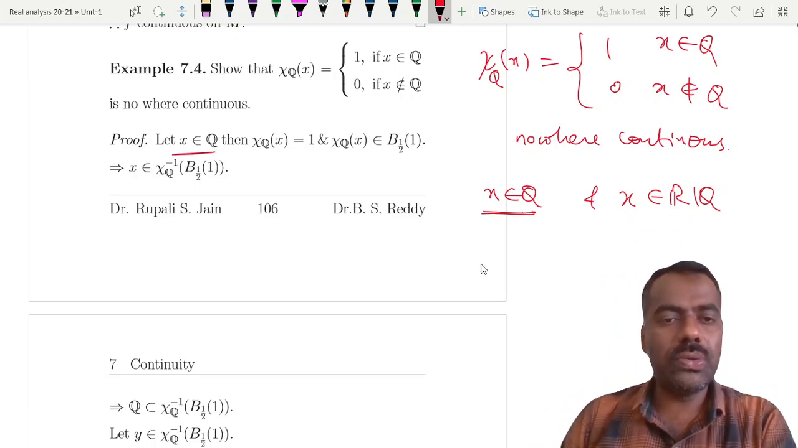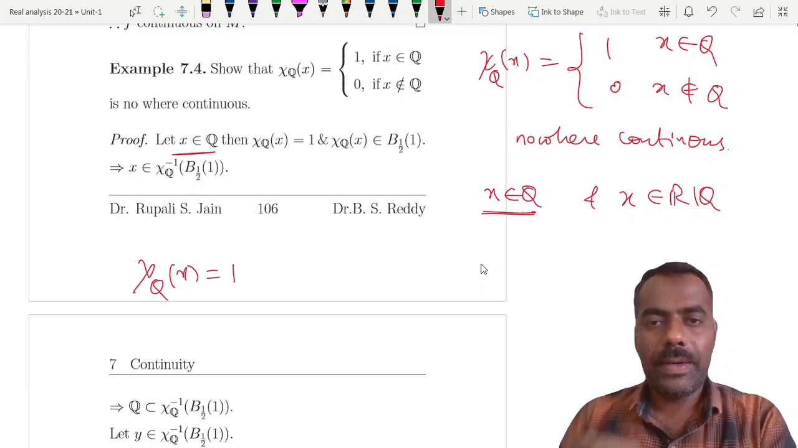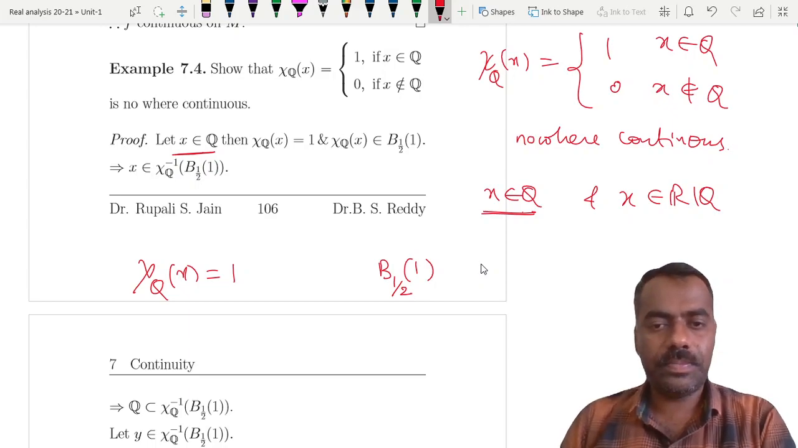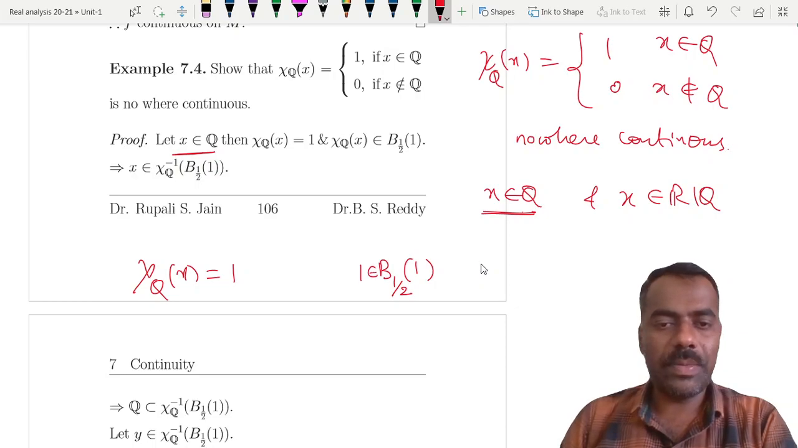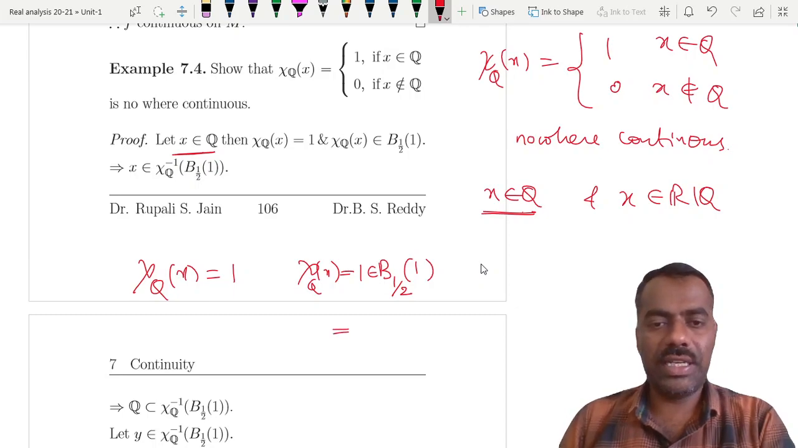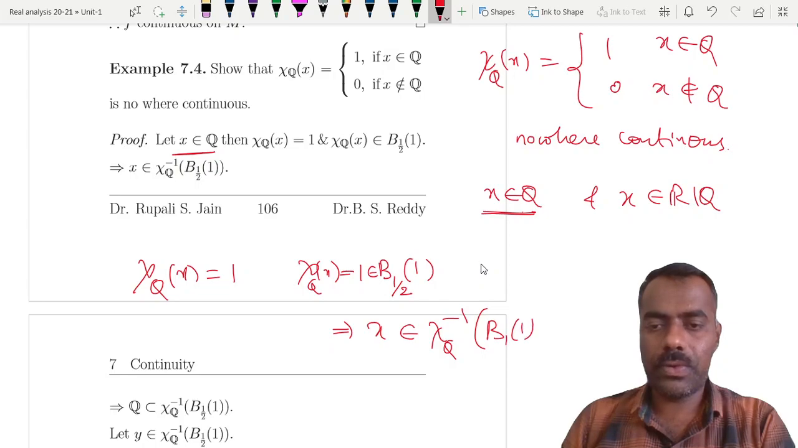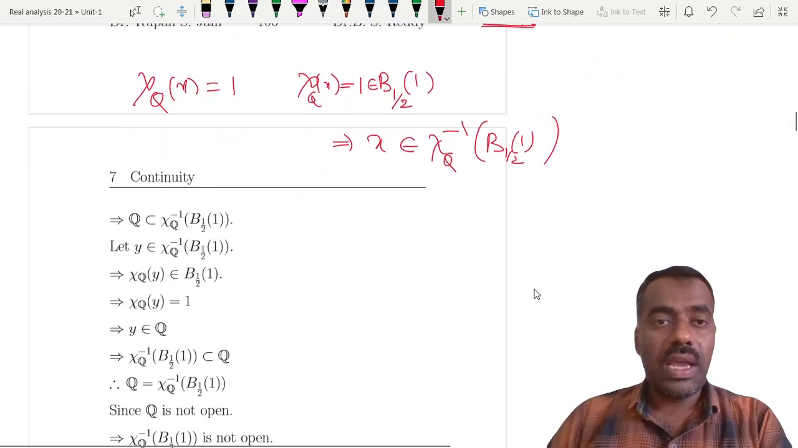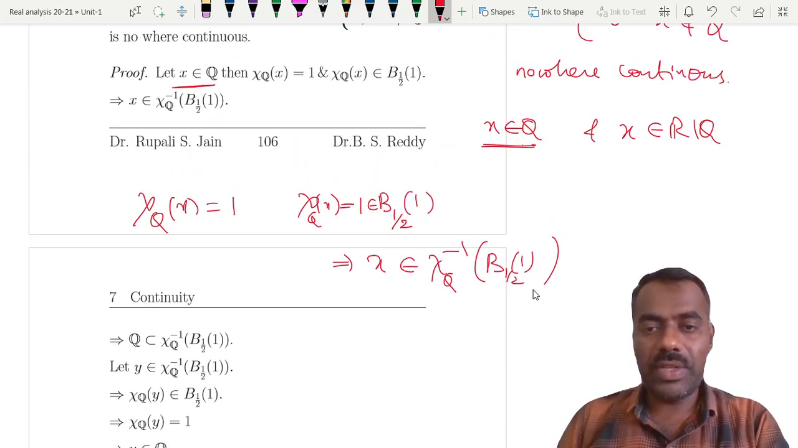So if x is in Q, then what is the value of chi q of x? This is 1, right? And of course, if you take a ball around 1 of radius half, then obviously 1 is in here, so 1 belongs to here. That means your chi q of x belongs to here. That is the same as saying that x belongs to chi q inverse of this ball. Okay, right? Now you can see that for every x in Q, we proved that x is also here.